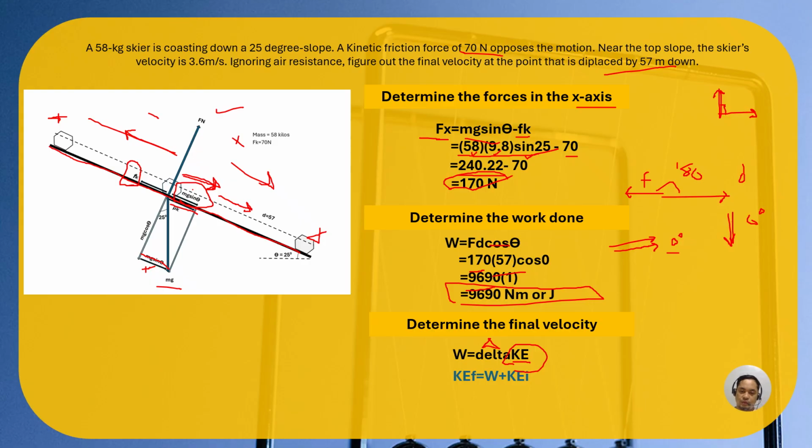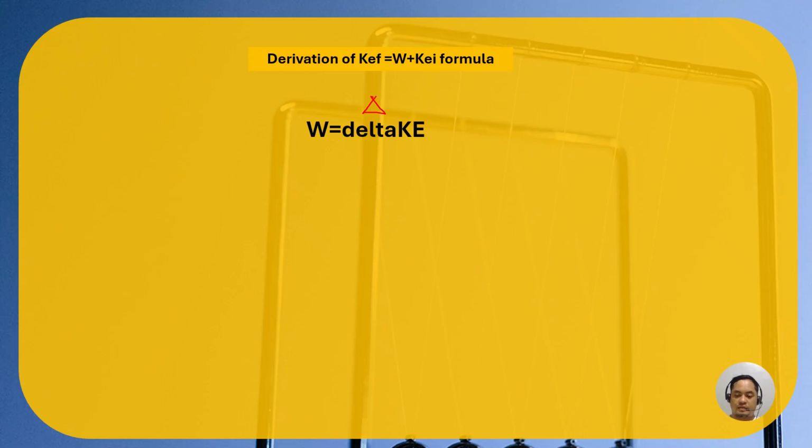And we arrived at this simplified formula. Remember, try to look at this. Work is delta kinetic energy, so it's the change in kinetic energy. So work is equal to kinetic final minus kinetic initial.